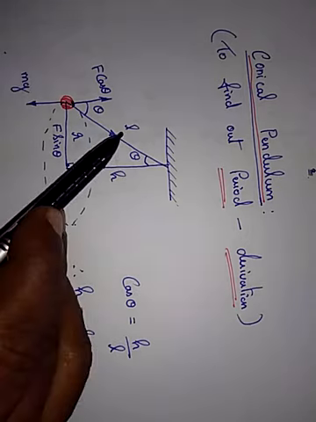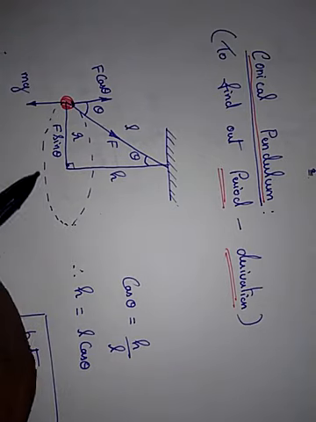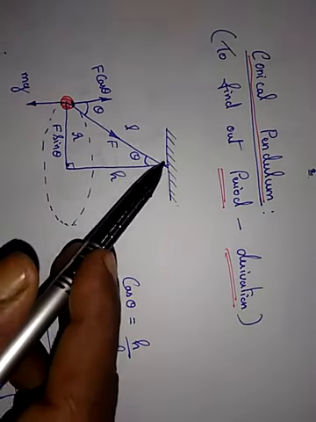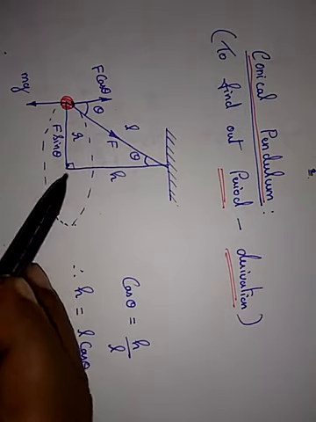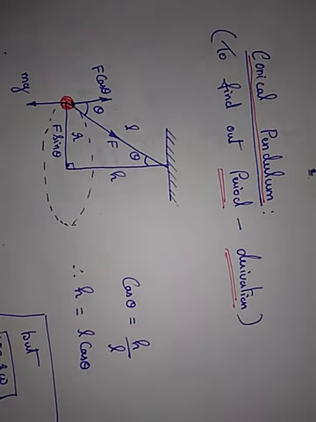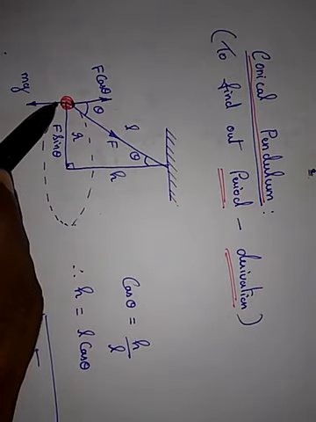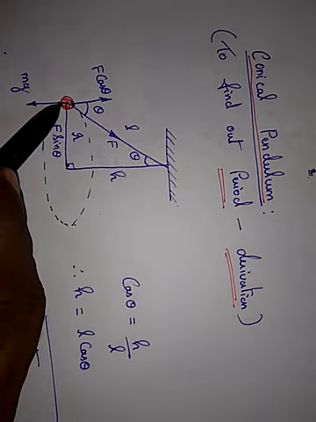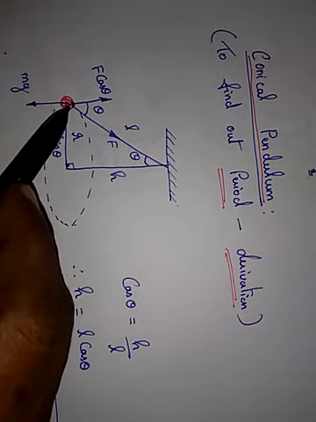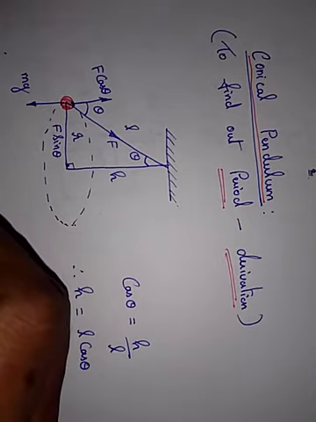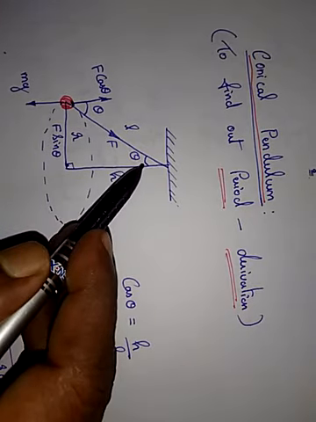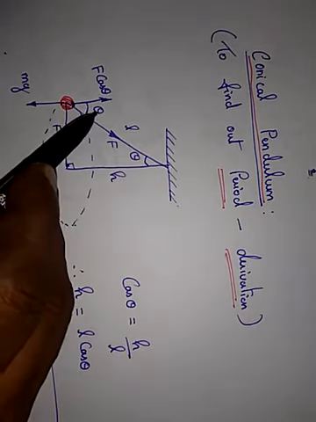This is the length of the string L, and it moves in a circular path. This is the height from the center of the circular path, h. So we have two forces. One is acting downwards and the normal force is acting upwards. If this is theta, then this is also theta.